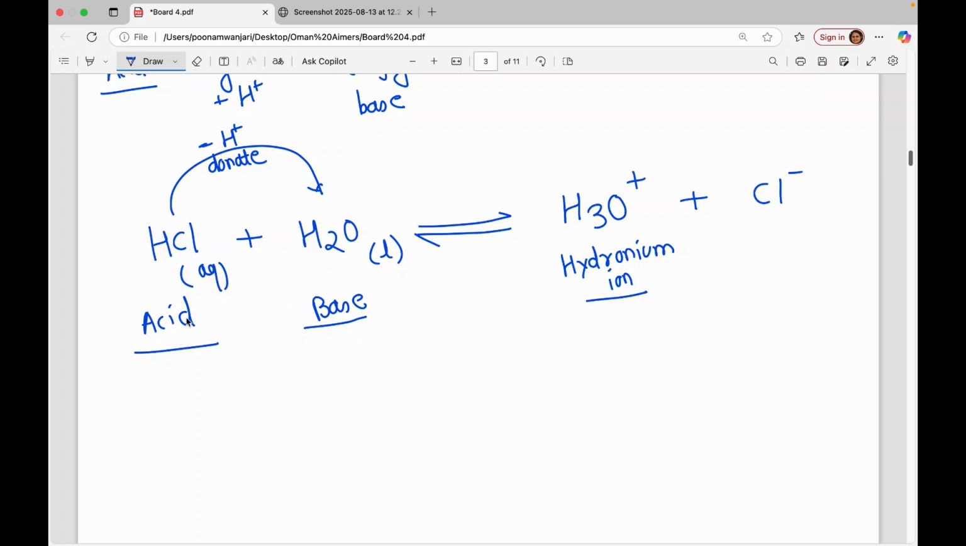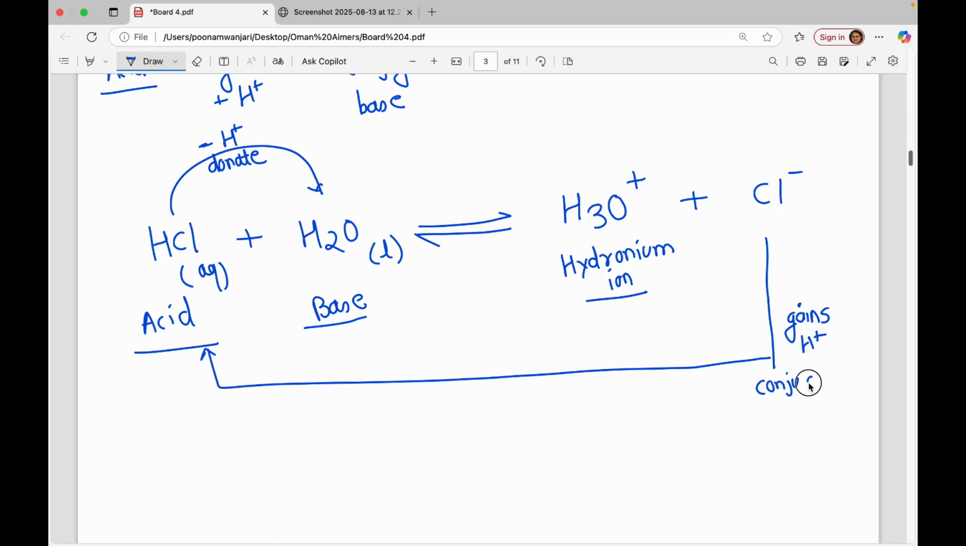Now this acid gives you chloride ion, and if this chloride ion gains H+, surely it will form HCl. So that means Cl- is the conjugate base of acid HCl, because acid donates a proton and base gains a proton. Acid forms chloride ion, and chloride ion is also able to gain that proton. So that's why chloride ion is the conjugate base of hydrochloric acid.